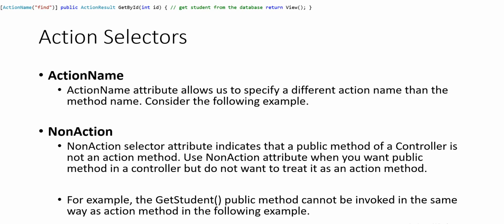The ActionName attribute allows us to specify a different action name than the method name which we have defined in our controller class, as I have told you earlier. So let's see and learn it by taking an example.